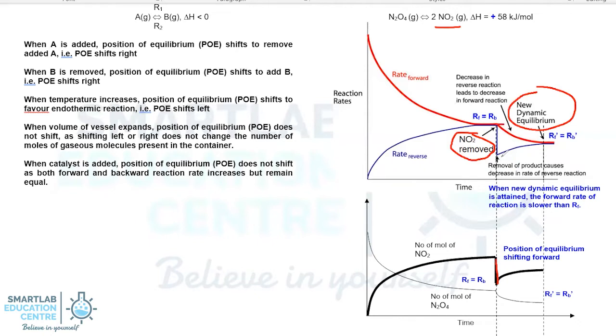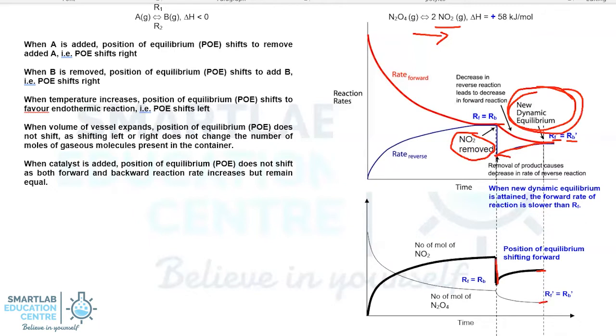Since your RF is now higher than your RB, the positional equilibrium will again shift forward, which means your number of moles of NO2 will go up, and therefore the backward reaction will start increasing. When the new rate forward is equal to the new rate backward, a new dynamic equilibrium is attained, and as you can see down here, that matches the concentration graphs that we have discussed earlier.